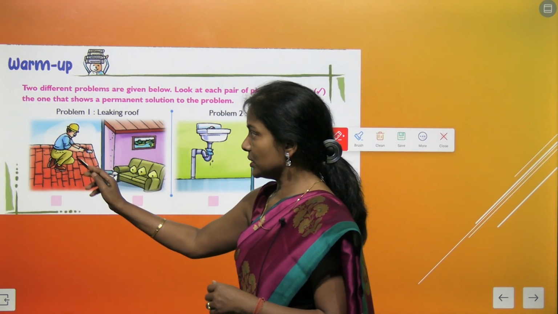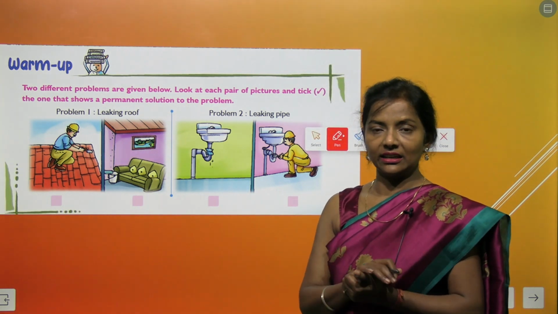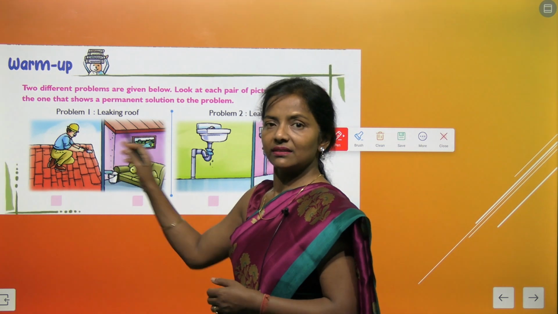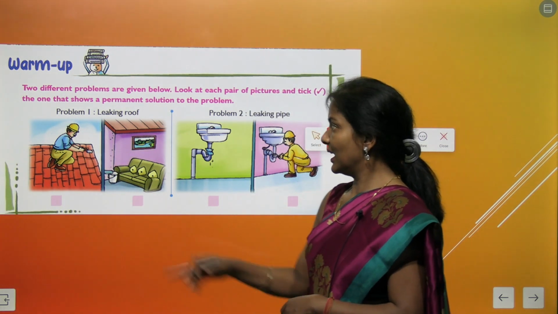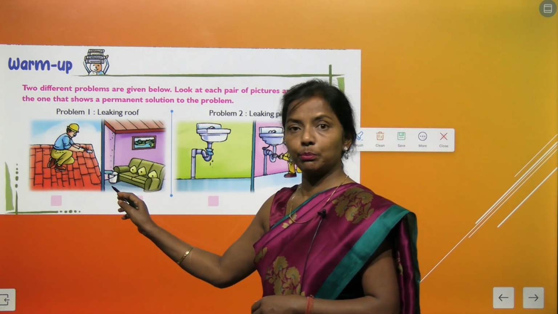Here the first solution is repairing that leakage. The roof which is damaged here, that is being repaired. And the second solution is that a bucket has been put.